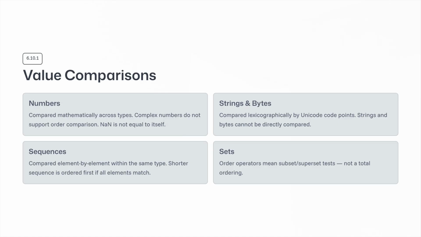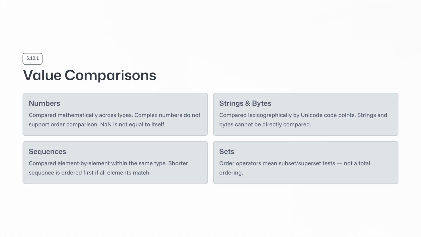Value comparisons in detail. 4 boxes. Numbers: compared mathematically across types. Complex numbers don't support order comparison. NaN is not equal to anything, including itself. Strings and bytes.